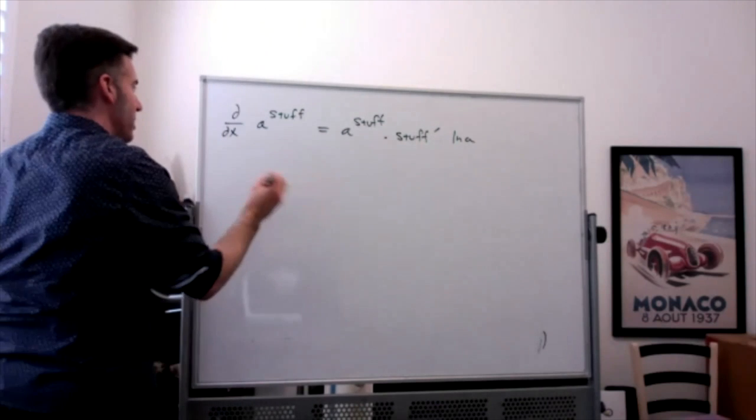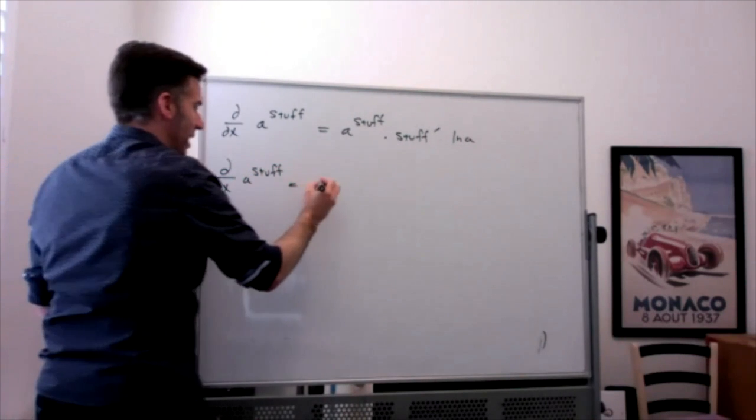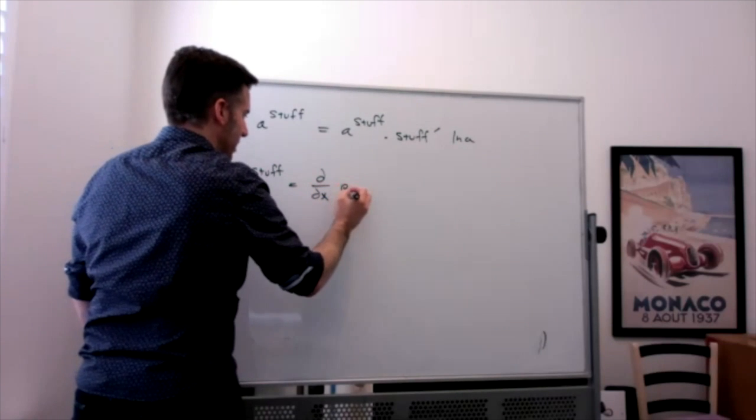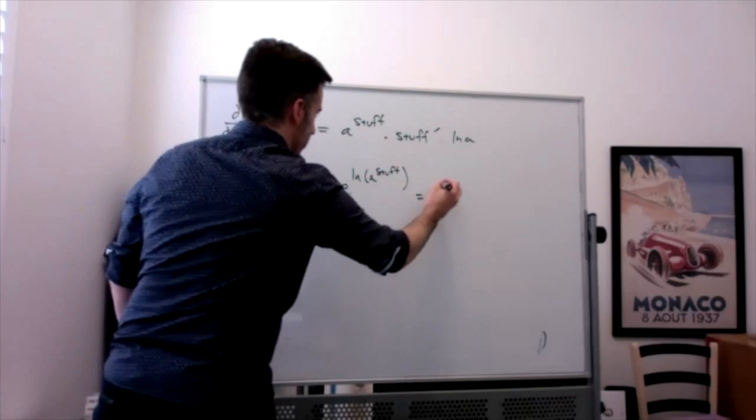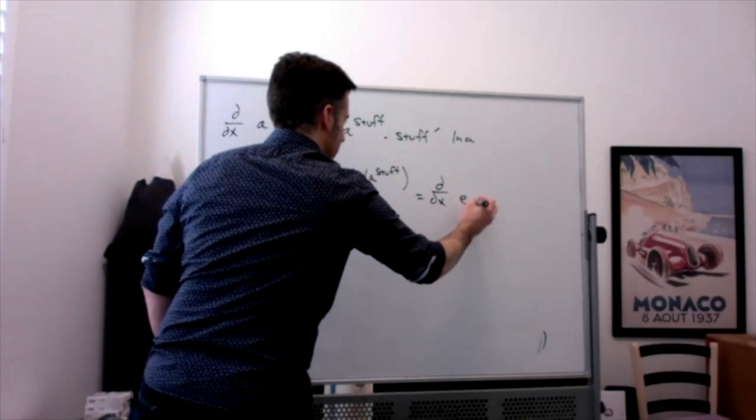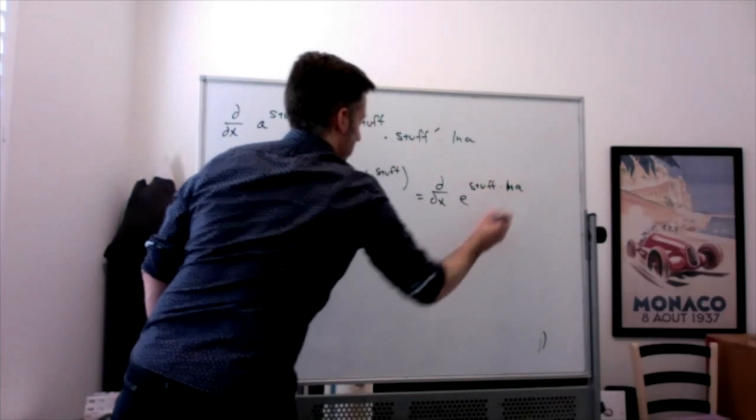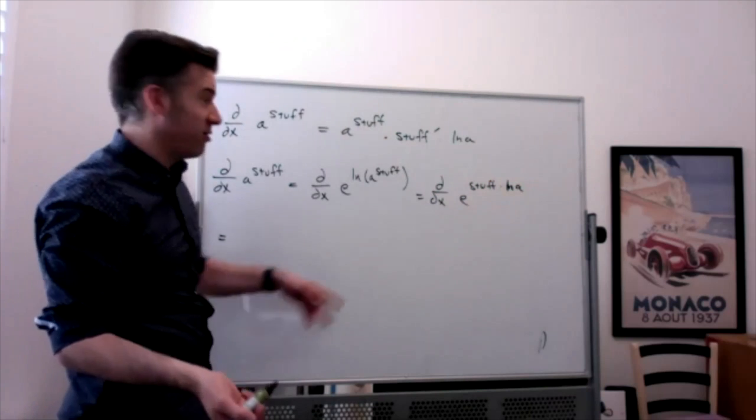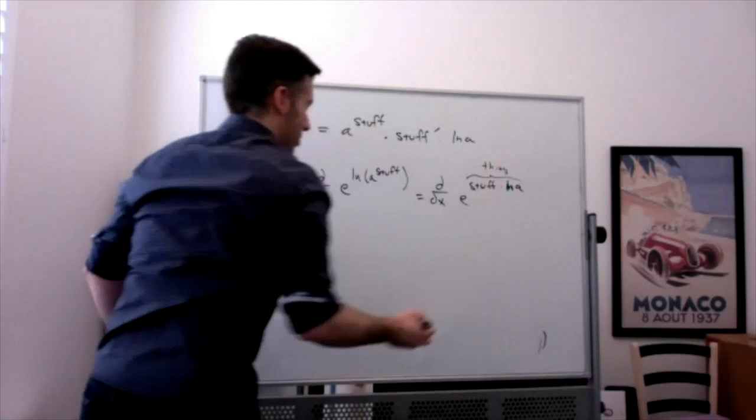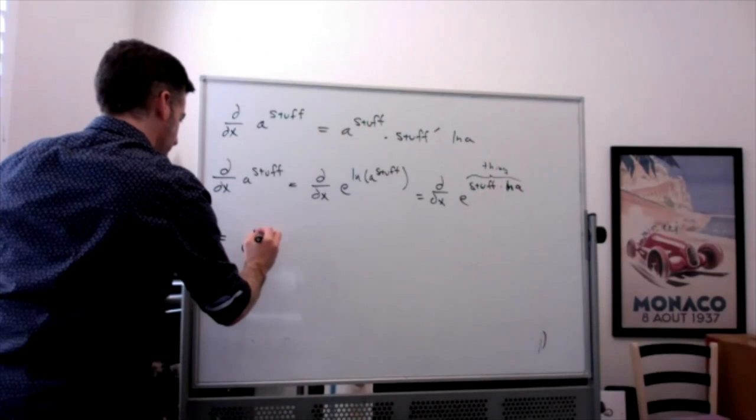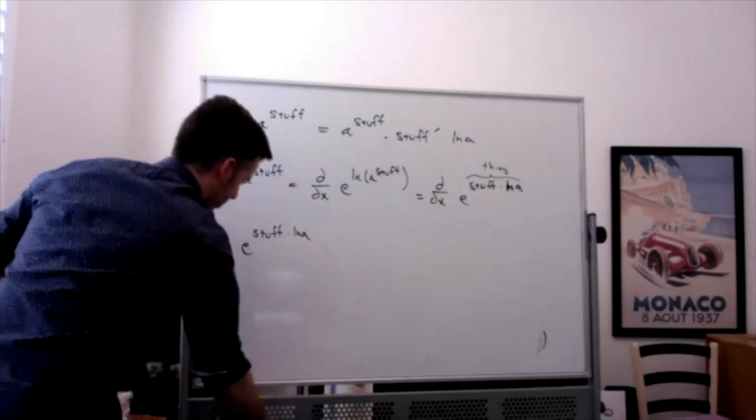Another way you can do it is say, well, the derivative of a to the stuff is the same as the derivative of e to the natural log of a to the stuff, which is the same as the derivative of e to the stuff times natural log of a. Now we can differentiate, and we know the derivative of e to the thing is e to the same thing times the derivative of that thing up there.